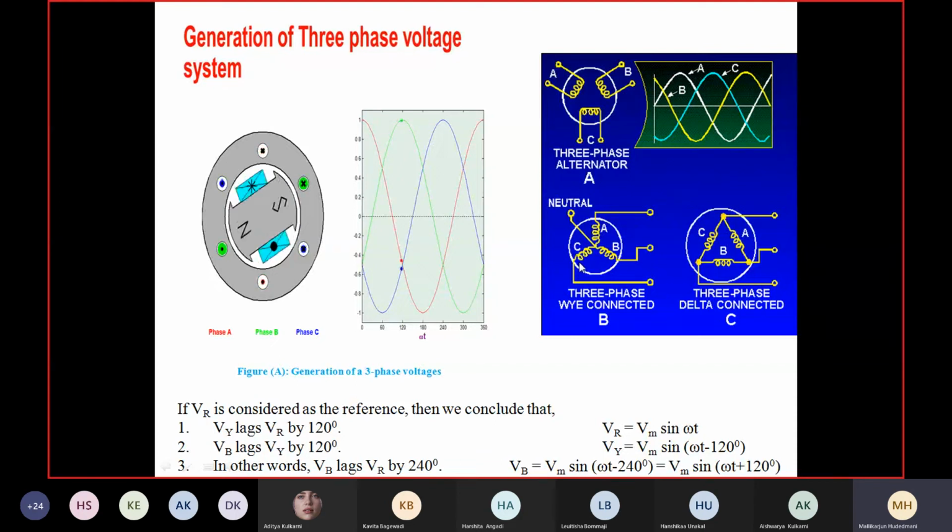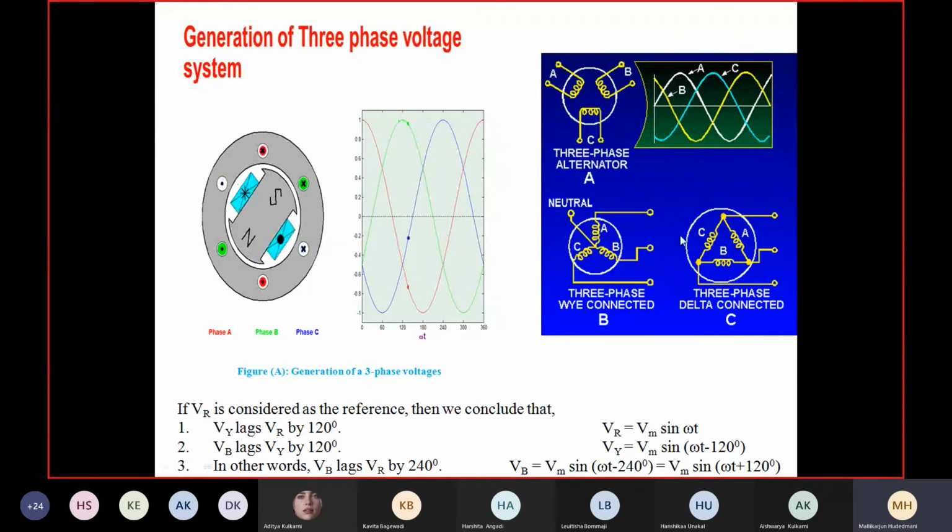I am able to distinguish two different types of voltages. Voltage measured between any two lines is called line to line voltage, and any voltage between one of the lines and a common point, we call it phase voltage. So this is possible in a three-phase star system.